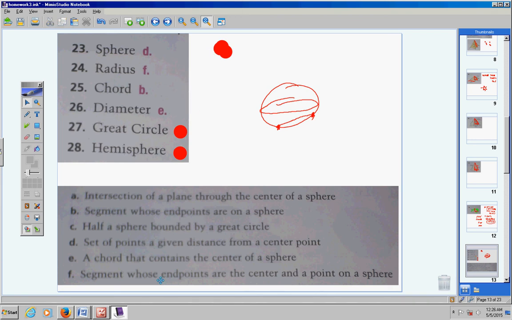27, the great circle. Well, you get the great circle when letter A happens. Intersection of a plane through the center of a sphere. And then lastly, hemisphere would be half of a sphere bounded by a great circle. A hemisphere is half a sphere bounded by a great circle. Alright, and that would be letter C for hemisphere. Alright, moving on.